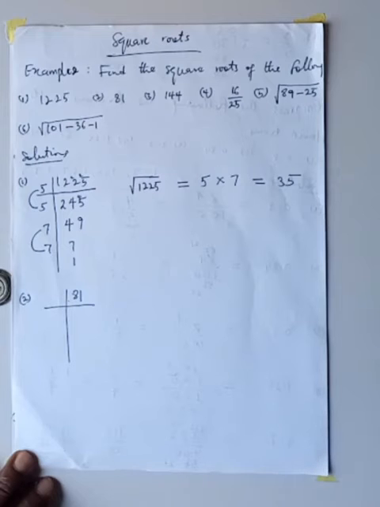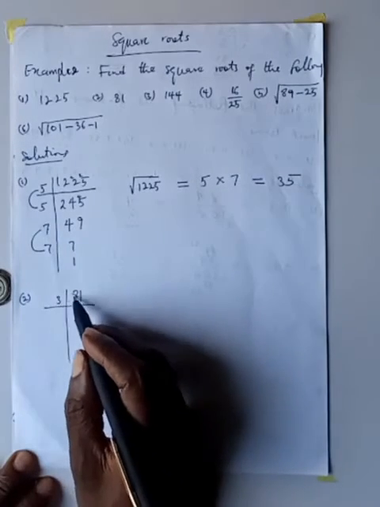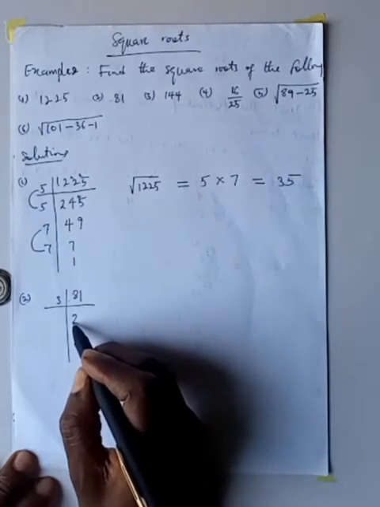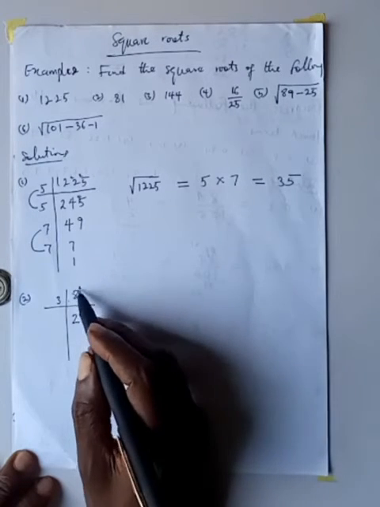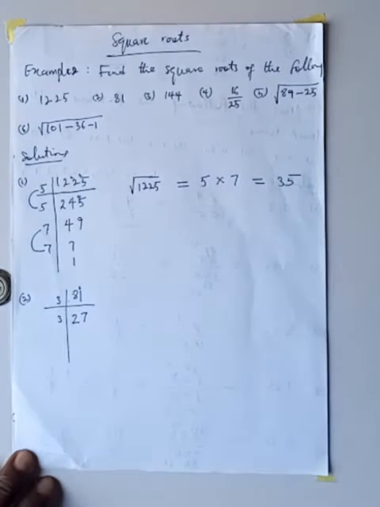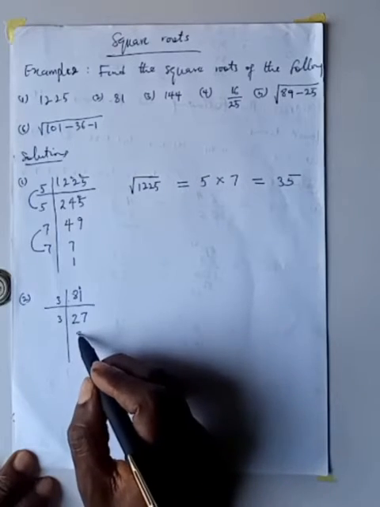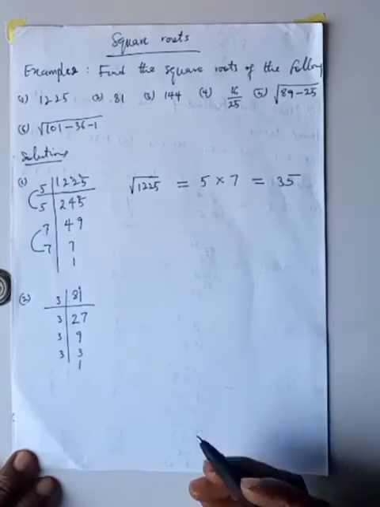So we are now going to be thinking of the likely factors that can divide 81. So the first of such numbers is what? 3. We know 3 in 8 here is 2 with the remainder of 2. And 3 in 21 here gives what? 7. We know the number we can use again is what? 3. 3 in 27 here gives 9. And 3 in 9 here gives 3. 3 in 3 here gives 1.